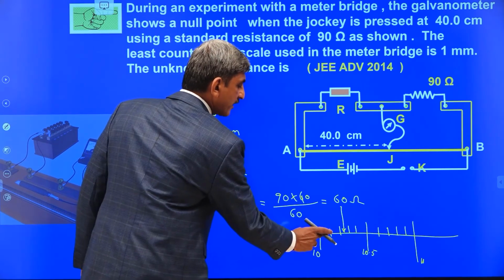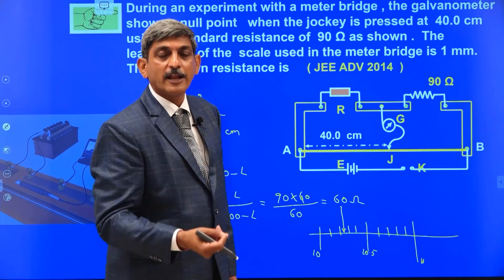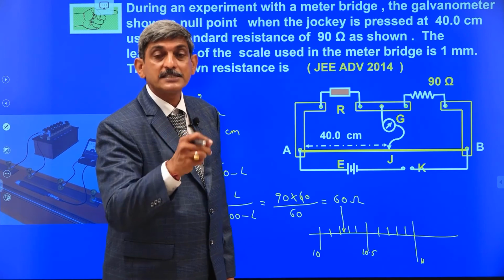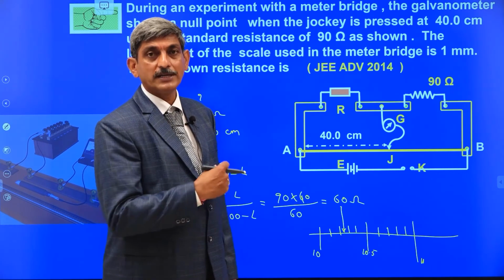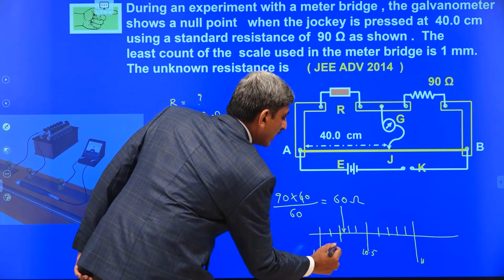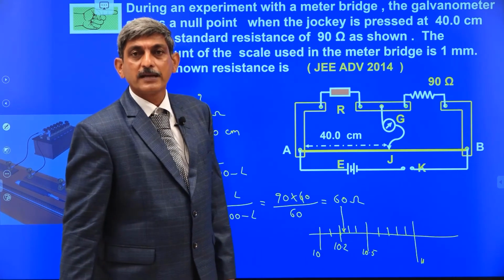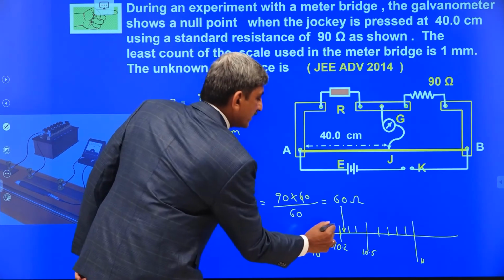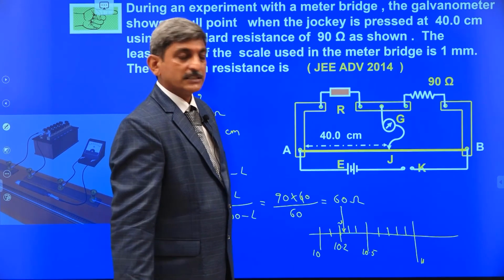This is 10, 10.1, 10.2. It is a little bit more than 10.2 and a little bit less than 10.3. So what value do we have to note down while taking the readings? Generally, while taking readings we note down 10.2 as the balancing length. But still there is an extra value in the balancing length.